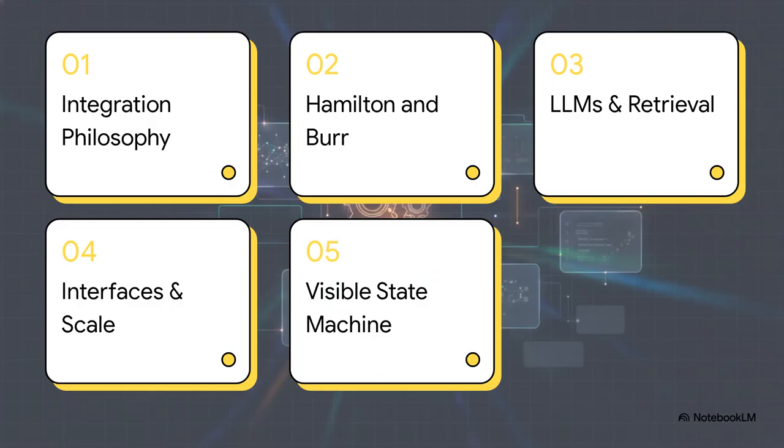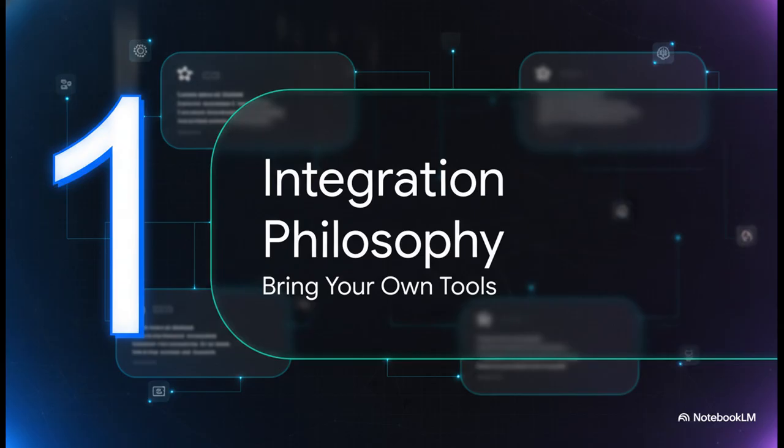Here is our architectural blueprint for today. We're going to cover the integration philosophy, bridging Hamilton and Burr, LLMs and retrieval frameworks, interfaces, schemas and scale, and finally, the visible state machine. Let's jump right into the integration philosophy.